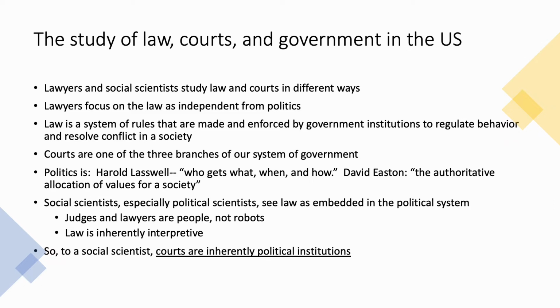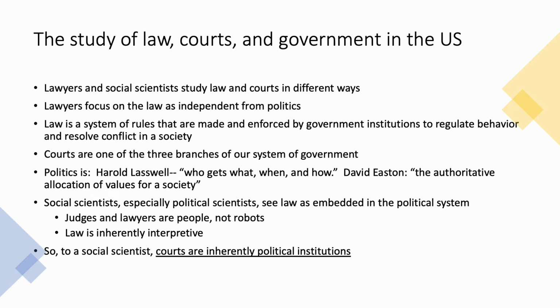Now, social scientists, especially political scientists, have never bought this idea that the law is independent from politics. We have never bought that. We see law as embedded in the political system. We say judges and lawyers are people. They're not robots. They're not machines. And we argue, and I think most law professors would admit this too, law is inherently interpretive. The idea that the law says this, that, and the other, and it's very, very clear, and everyone agrees on what the law is and what it means. Oh, please. Clearly that is not the case. Everything about the law is interpretation. So, to a social scientist, courts are inherently political institutions, and we disagree with what the lawyers say.